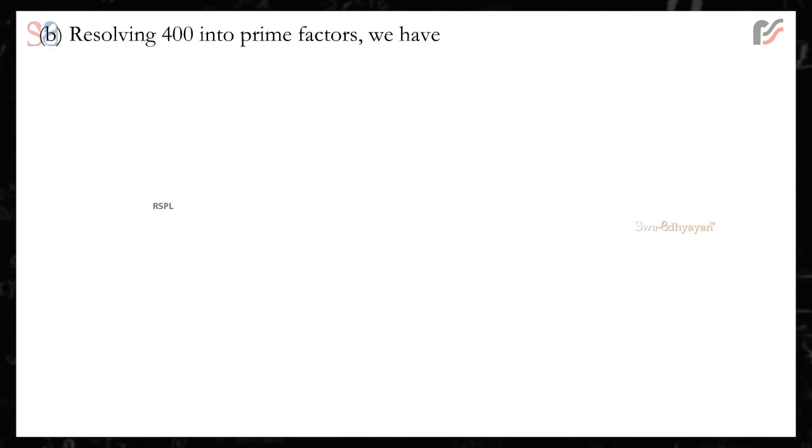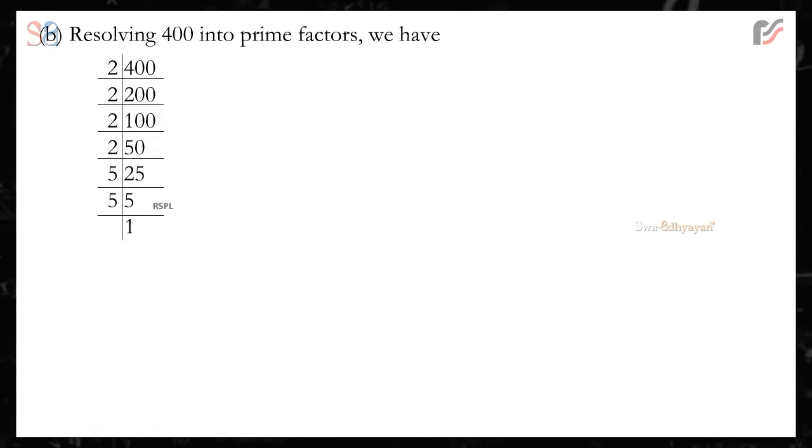B. Resolving 400 into prime factors, we have: on dividing 400 by 2, we get 200. On dividing 200 by 2, we get 100. On dividing 100 by 2, we get 50. On dividing 50 by 2, we get 25. On dividing 25 by 5, we get 5. On dividing 5 by 5, we get 1.